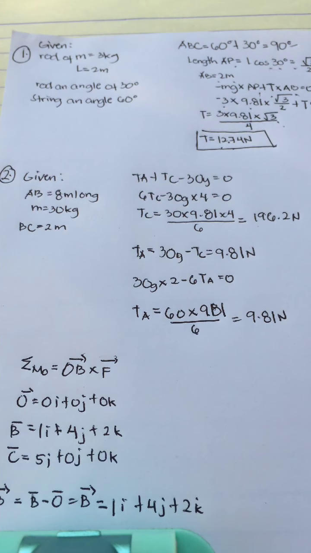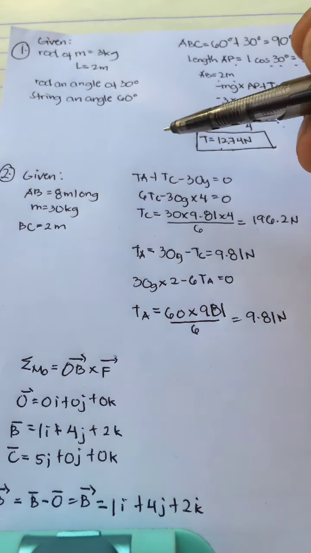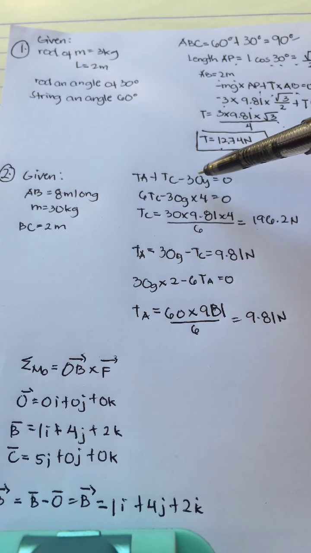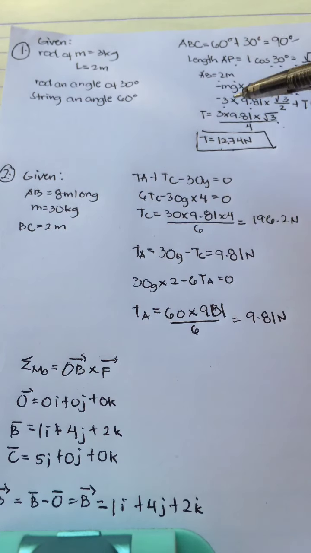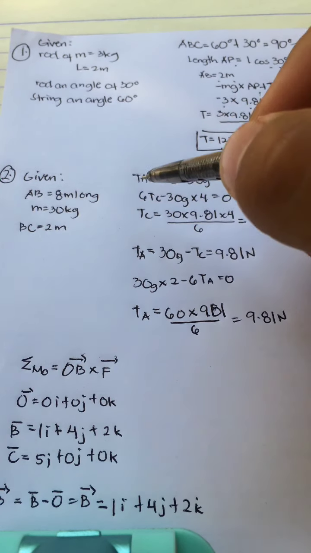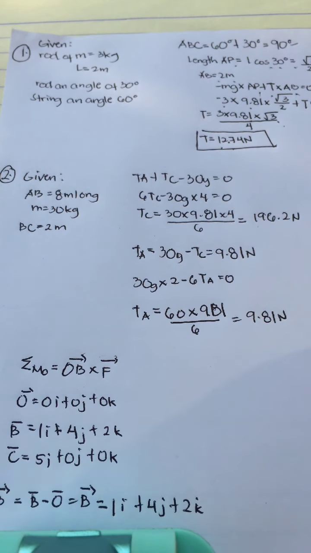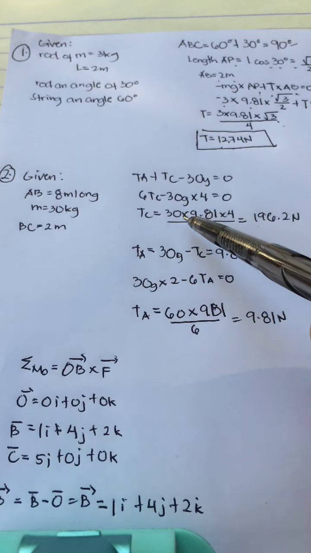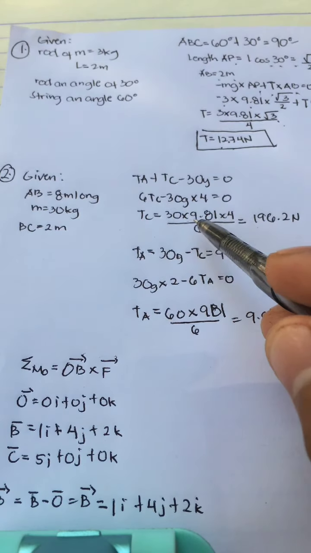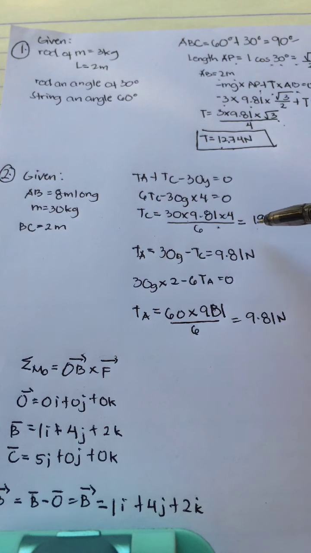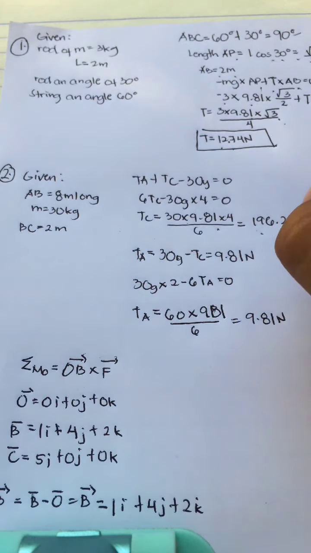So to find the tension, we use the given formula. Tension A plus tension C minus 30 equals 0. Next, 6 tension C minus 30 times 4 is equal to 0. So the first one we find is tension C, which is equal to 30 times 9.81 times 4 over 6. If we evaluate this, it is equal to 196.2 Newtons.